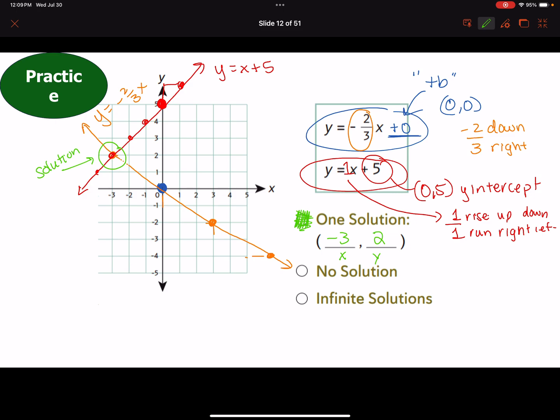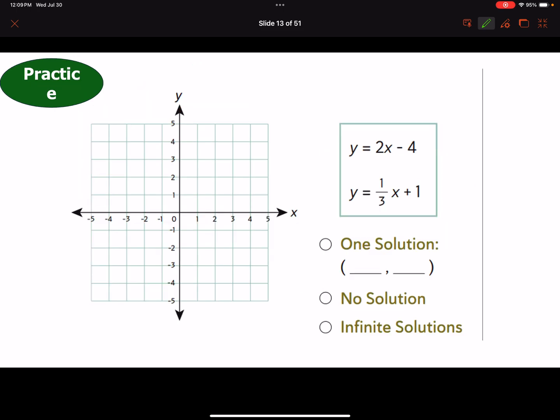Even if I hadn't graphed, I would have known that this has one solution because they have different slopes, and whenever there's different slopes, they will intersect or cross eventually. All right, let's keep going. I'm going to keep just going through and putting the answers on here. You will be able to pause as you need to, but this is just so that you have examples to see what these look like.